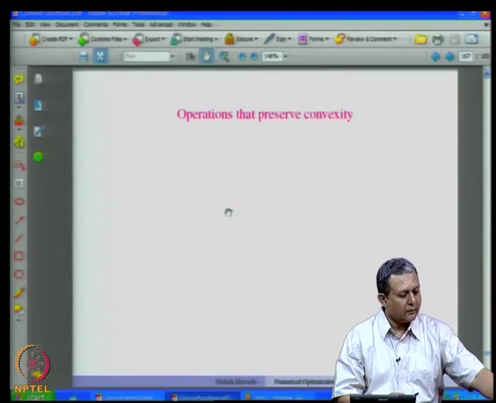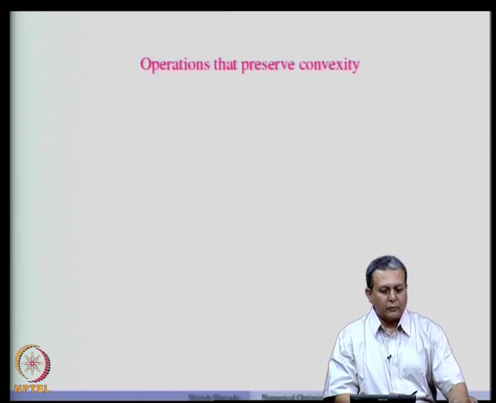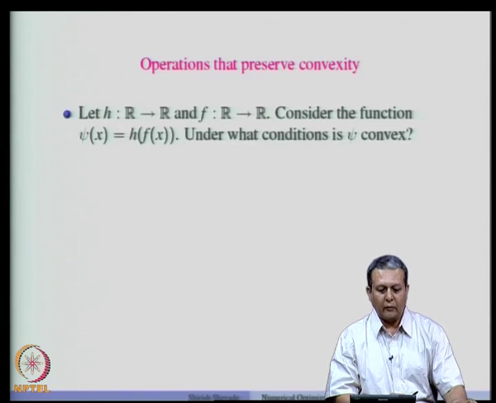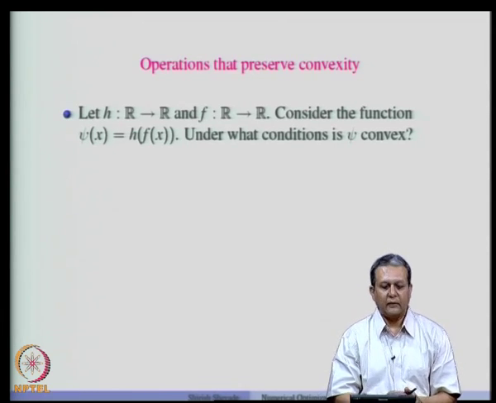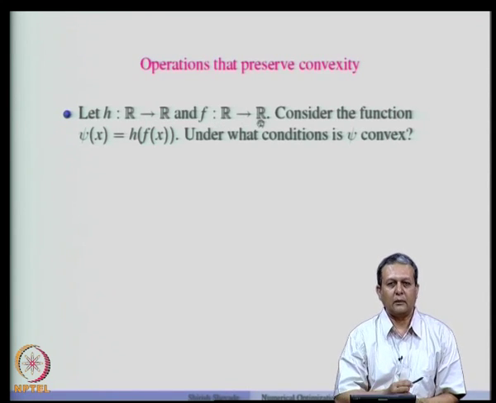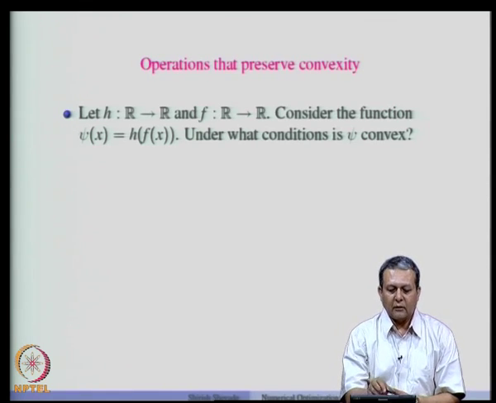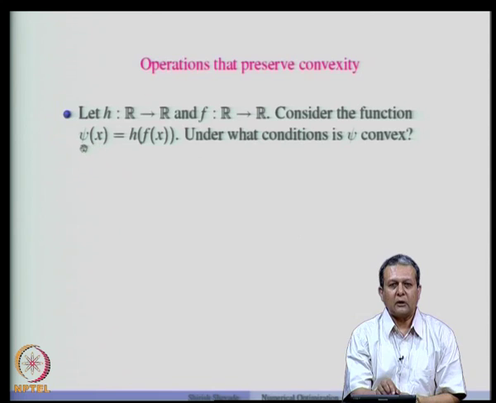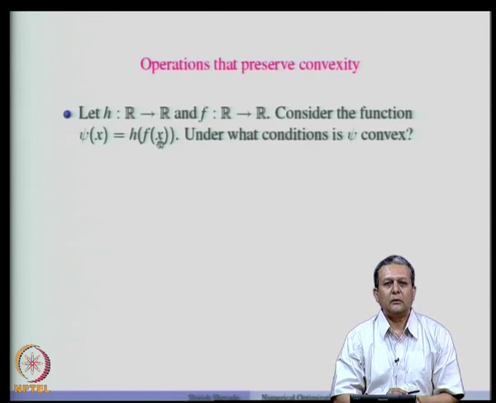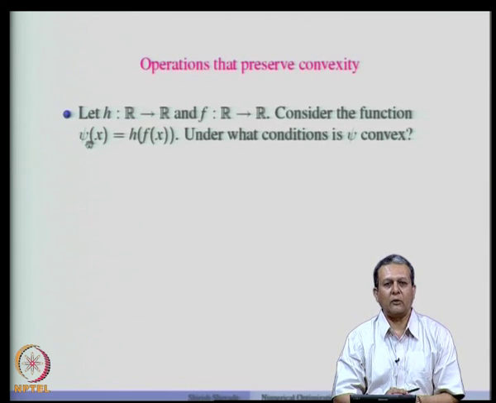Now, let us look at another result related to convexity of functions. Let us consider a function h from R to R and f from R to R. So, both are real valued functions on the domain of real variables. And let us consider the composition of these two functions. Let us call it psi of x, which is nothing but h of f of x. Now, the question is that under what conditions is psi of x convex?